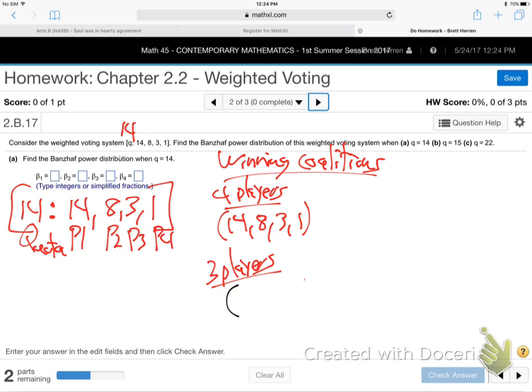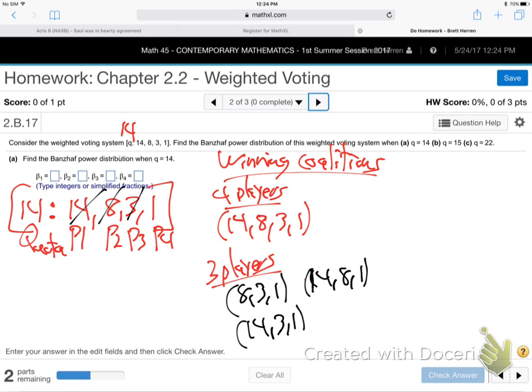So leave out the first guy: 8, 3, 1. Leave out the middle guy, so 14, 3, 1. Leave out the third guy, so what's that? 14, 8, 1. And leave out the fourth guy, 14, 8, 3. So I listed all the ways you can have 3 people on the team. Is that making sense?